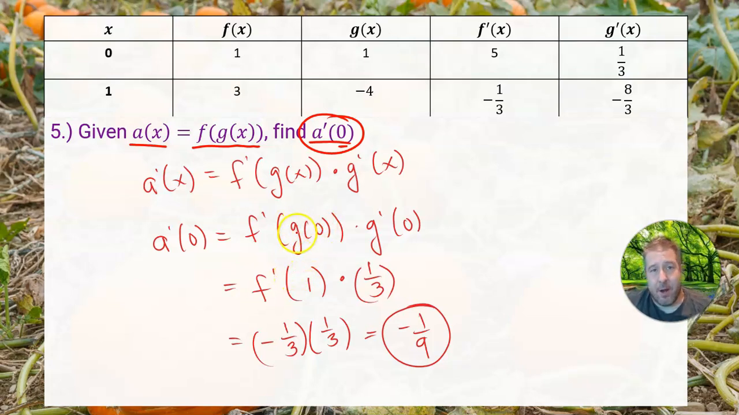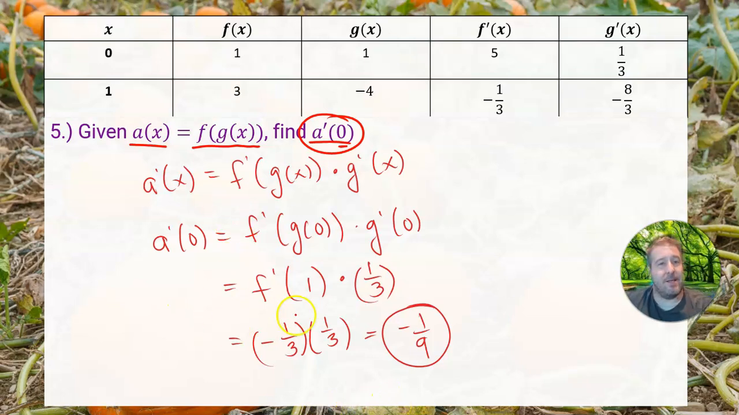The most inner is g of 0. So I look up here, g of 0 is 1. Then I can find f prime of 1. F prime of 1 is negative 1/3. G prime of 0 is 1/3. And then it just becomes a simple multiplication question.